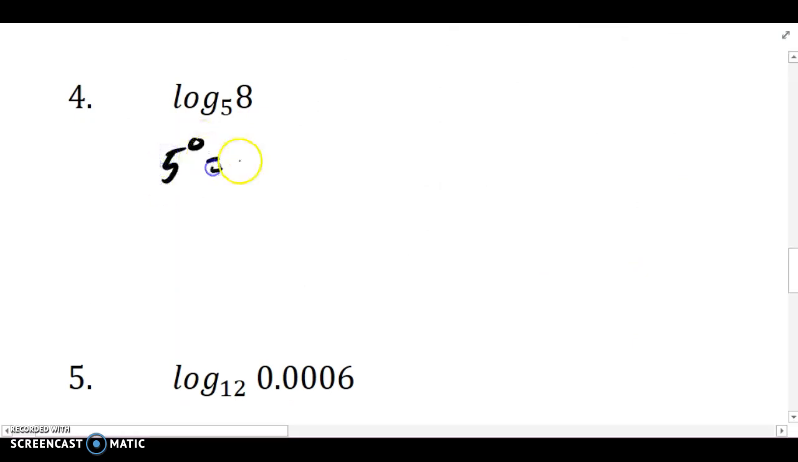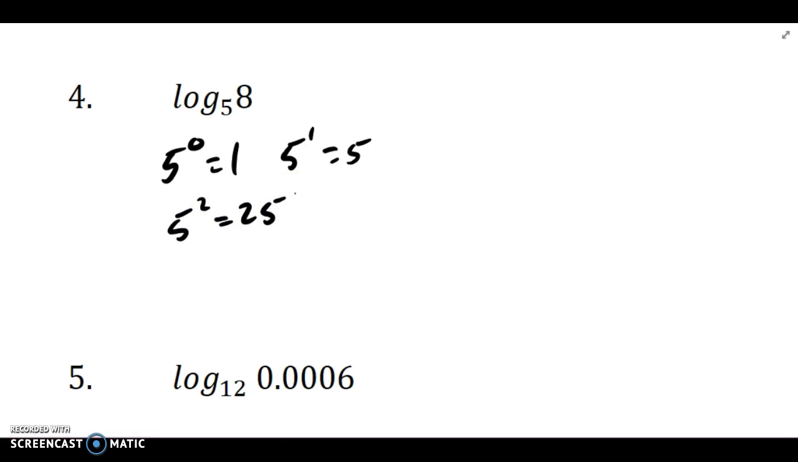5 to the 0 gives me 1. 5 to the 1 gives me 5. 5 squared gives me 25. Wait. That doesn't work. Well, if it doesn't work, we're going to use a calculator. Let's get our calculators out.